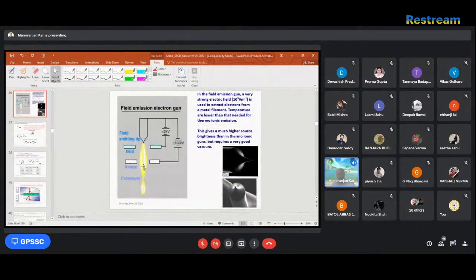Let me say how we get the electron. From here we will understand that we have four kinds of electron source. We know the thermionic electron source, the field emission electron source, the photoelectric electron source, then the secondary electron source. I'll not tell you the technique, please go through it.